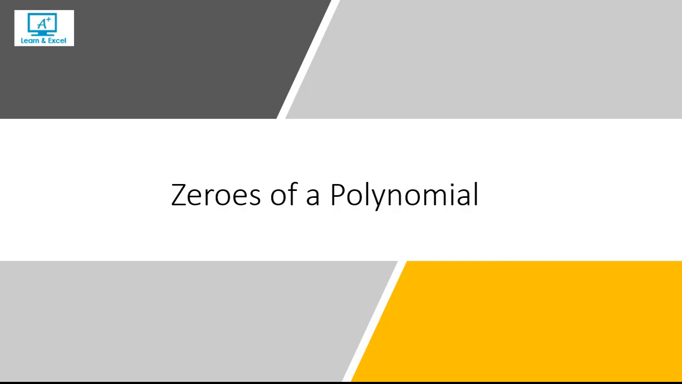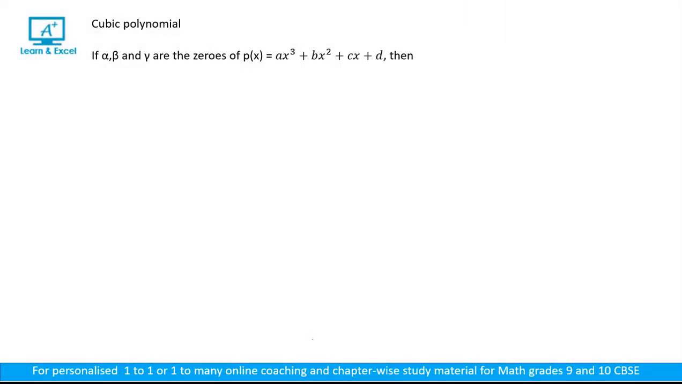Hello everyone. In the previous video we have learned the concept of zeros of linear and quadratic polynomial. In this video let us learn about zeros of a cubic polynomial. The general form of a cubic polynomial will be ax cube plus bx square plus cx plus d. And because the degree of the cubic polynomial is 3, this polynomial will have 3 zeros. Let alpha, beta and gamma be the 3 zeros.